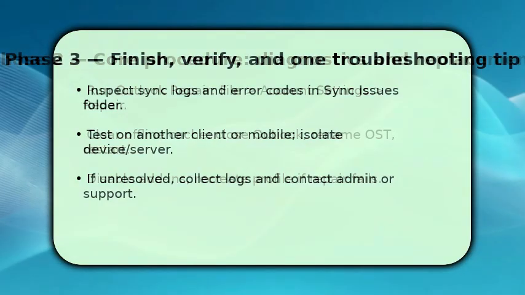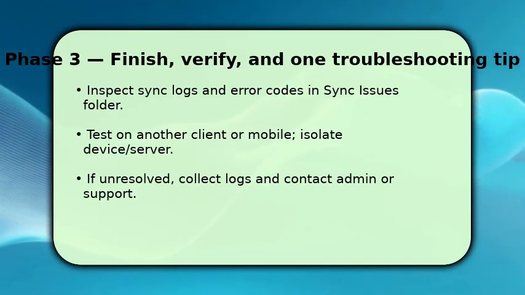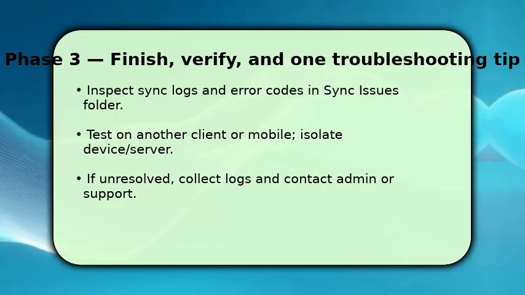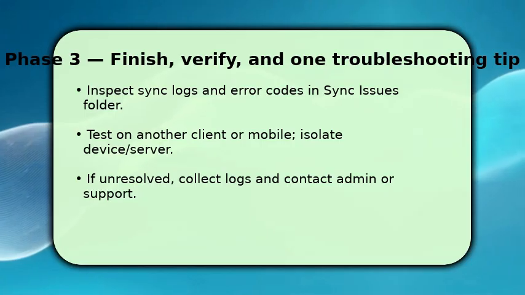Check the sync issues and sync problems folders to capture specific error codes. Those codes guide targeted fixes. Then test the same account on another Outlook client or mobile app to determine whether the issue is device-specific versus server-side. If sync still fails, gather logs and the exact error code, then escalate to your admin or Microsoft support.